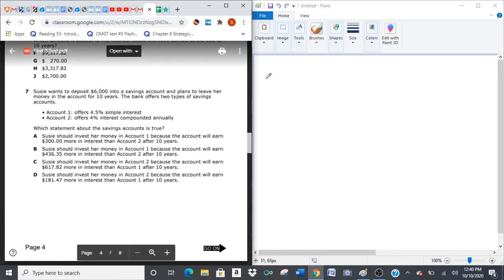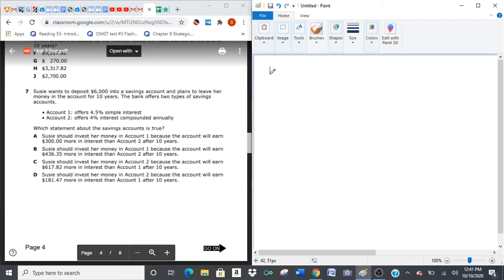Here, we'll do number 7. Number 7, Susie wants to deposit $6,000 into a savings account and plans to leave her money in the account for 10 years. The bank offers 2 types of savings accounts. Account 1 offers 4.5% simple interest, and account 2 offers 4% compounded annually. Which statement above is true? So she's comparing. So we're going to have to do both.